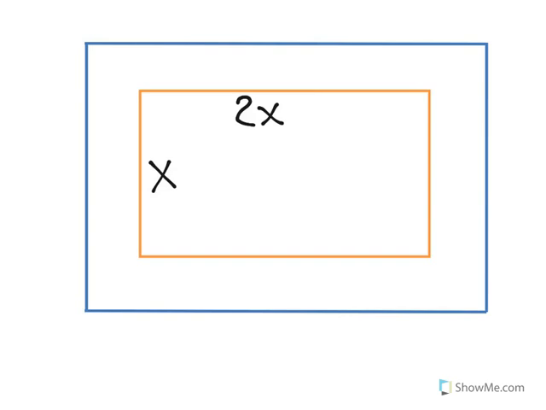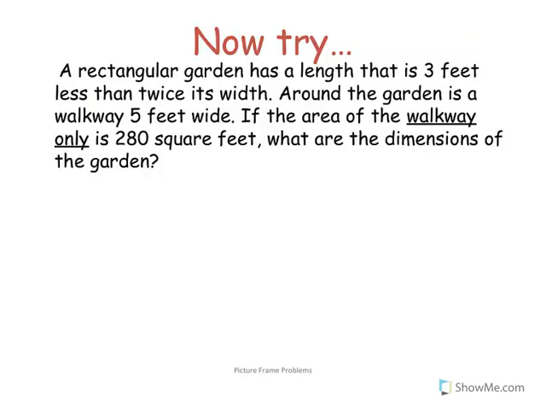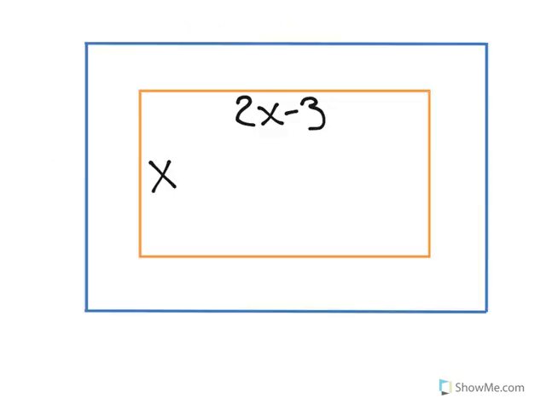So I've got x, I've got 2x minus 3. It says around the garden is a walkway 5 feet wide. Okay, so I've got my 5 feet here and in all directions.